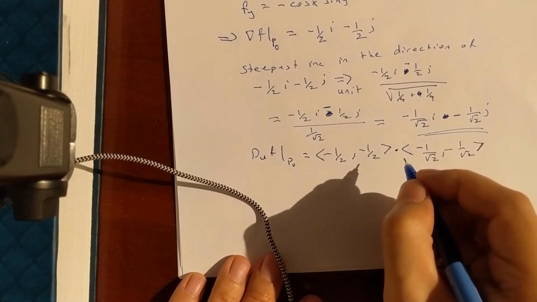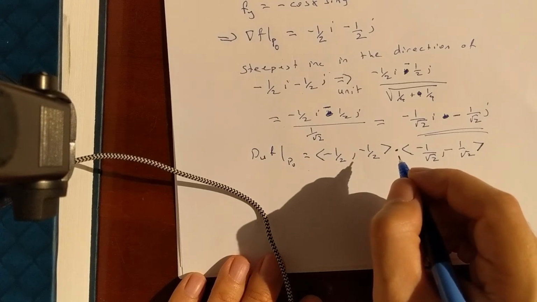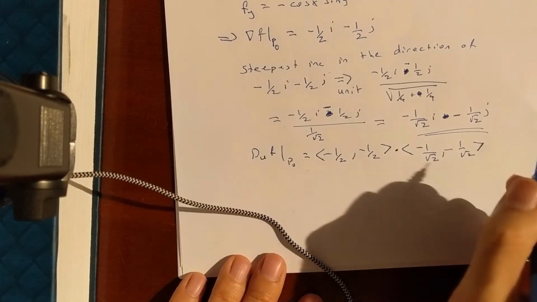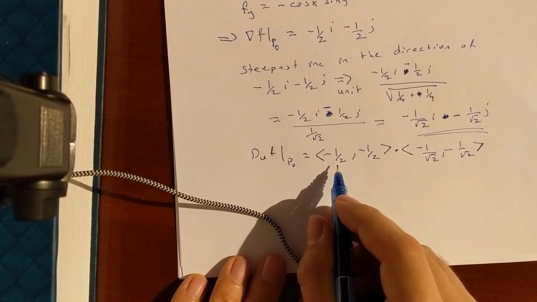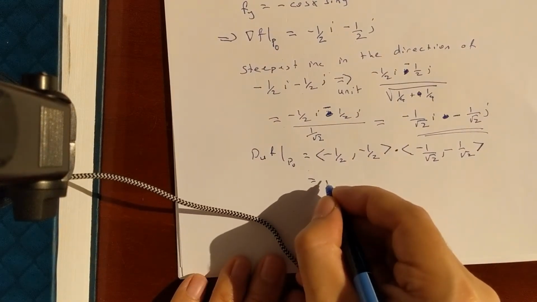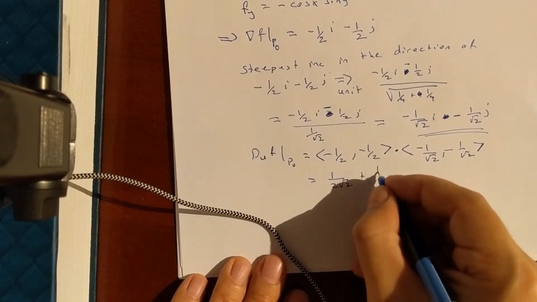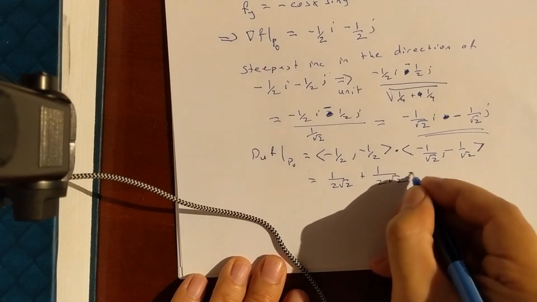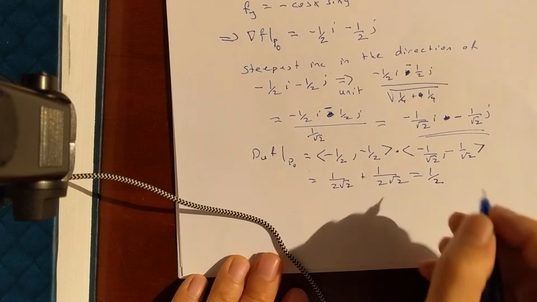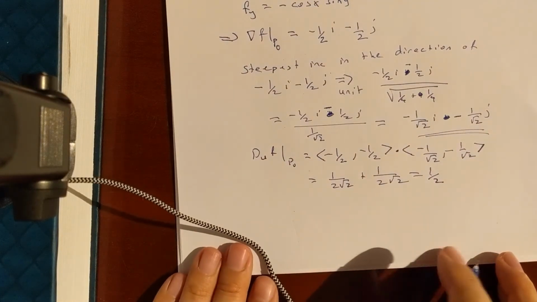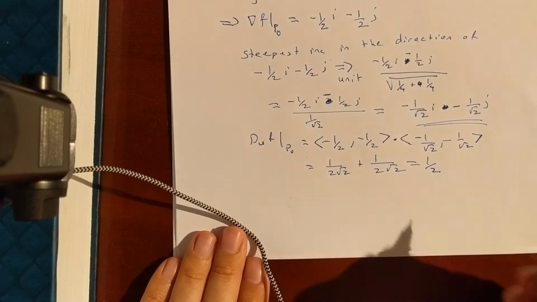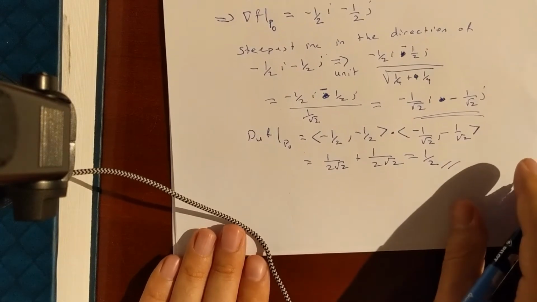So this is the dot product. And once we do this, we're going to get 1 over 2 square root 2 plus 1 over 2 square root 2. So I just have 1 over square root 2. Okay? So that's the direction of steepest increase.